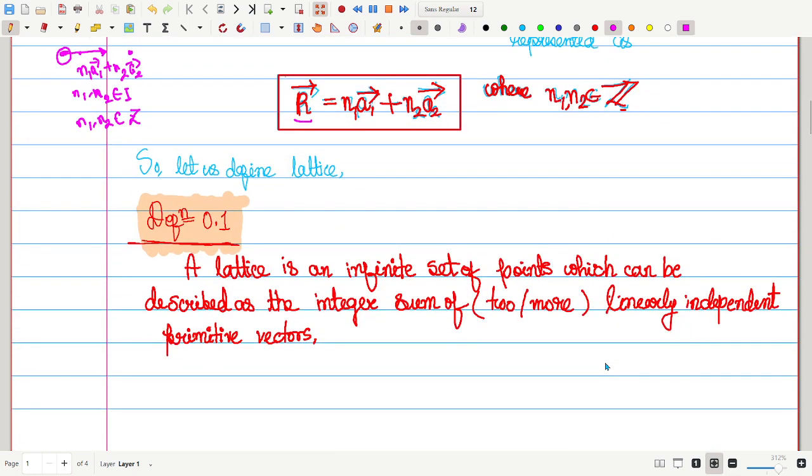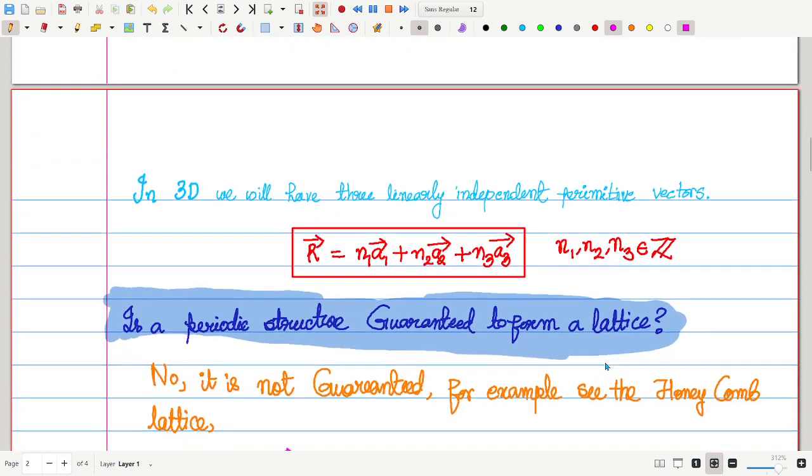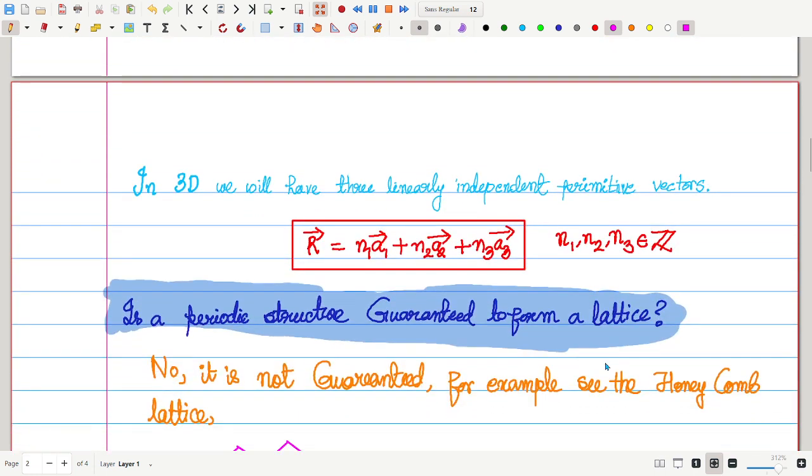Okay, so let us rigorously define a lattice. A lattice is an infinite set of points which can be described as an integer sum of two or more linearly independent primitive vectors. In this case, it is 2D, so there are two linearly independent primitive vectors. But in the case of 3D, we will have three linearly independent primitive vectors, and the general point will be given as n1 a1 plus n2 a2 plus n3 a3.